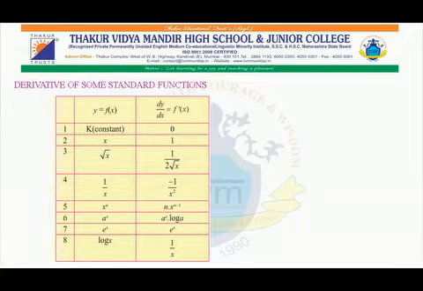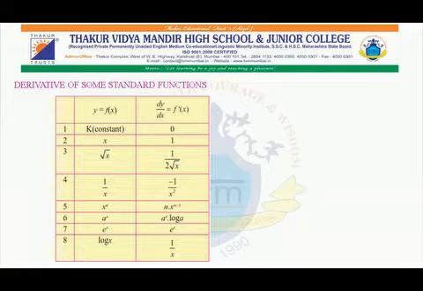See derivatives of some standard functions. Here some functions are given, and we have to learn these derivatives. So first, if y equals f of x, then its derivative is dy by dx equals f dash x. These are the functions. On the left side are the functions, on the right side their derivatives are given. First function is k, where k means constant. The derivative of any constant is equal to 0. Suppose you have to find the derivative of 5, then d by dx of 5 equals 0.